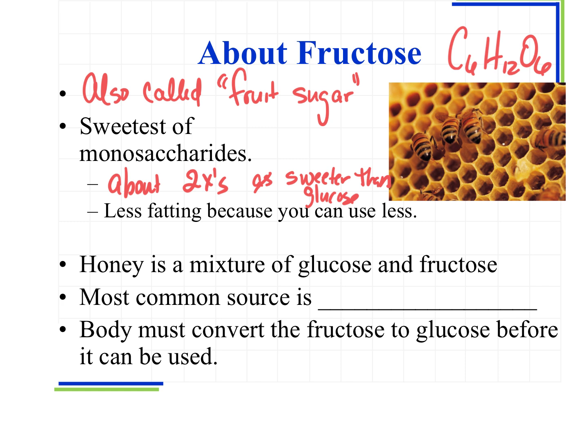It's more sweet than our table sugar, which we'll learn about later, and therefore it's less fattening. And it's only less fattening because you would use less of it to get it to be just as sweet. Now, honey is a mixture of both the glucose that we've already examined and fructose. So we have both of those. But your most common source of fructose is high fructose corn syrup.